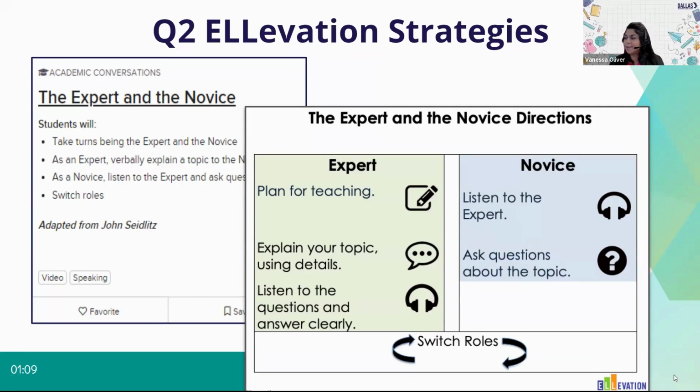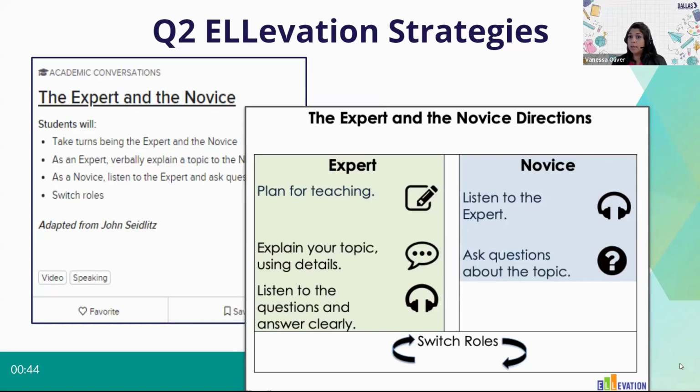The expert answers all the questions posed by the novice, and then they switch and rotate. Throughout the rotation, students have a better understanding of the topic because they are asked different questions by different novices. Okay. Again, these four strategies and lots more are on that Elevation website. So we highly encourage you guys to go in and look through those.